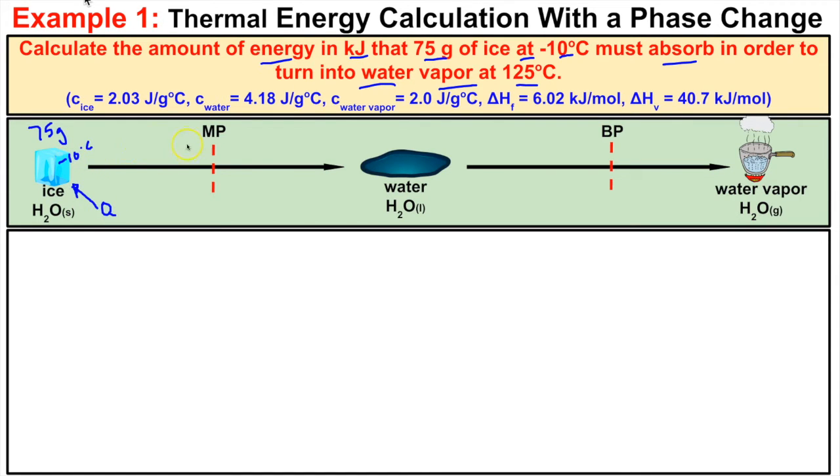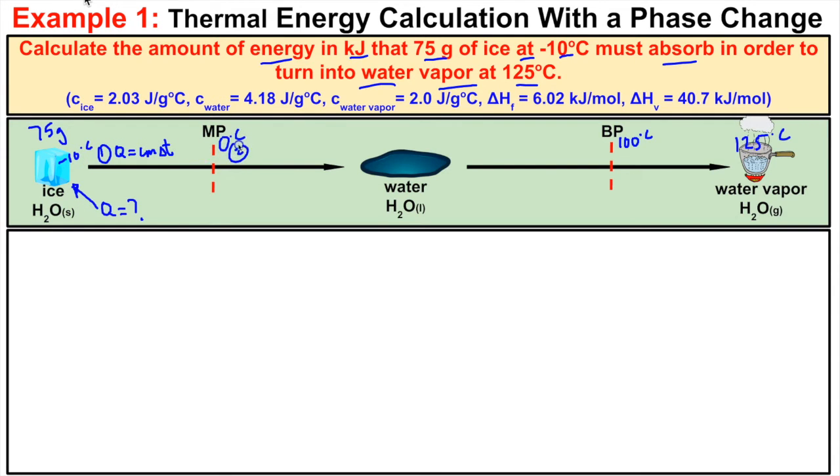It's going to begin to heat up, and at 0 degrees Celsius, we know this ice is going to begin to melt. If we continue to heat this water up, then at 100 degrees Celsius, this water is going to begin to boil. We're going to continue to heat this water vapor up to 125 degrees Celsius. We want to know how much thermal energy this ice is going to need to absorb to turn into water vapor. So the very first thing we're going to do is figure out how much thermal energy the ice is going to need to absorb as it goes from -10 to 0.